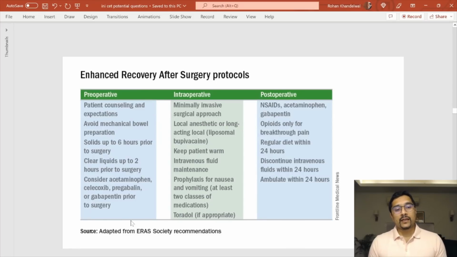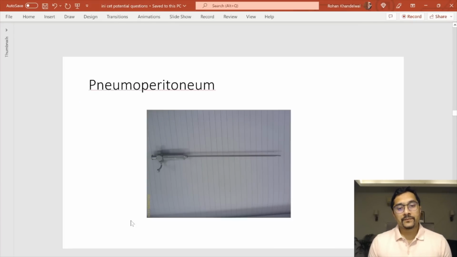We avoid mechanical preparation, give adequate analgesia, avoid drains and nasogastric tube. Early ambulation and early initiation of nutrition is done in these patients. These form the ERAS criteria which help in early discharge from the hospital.